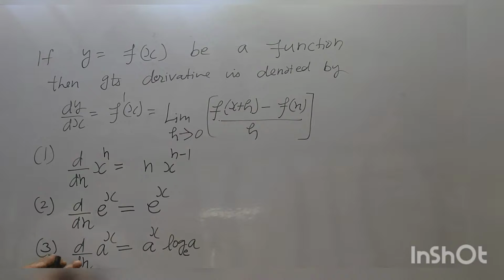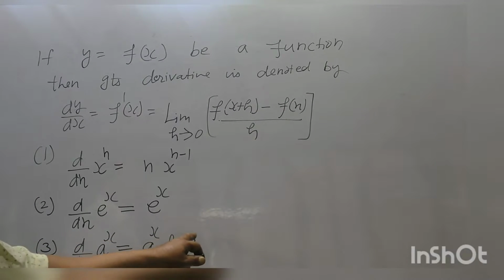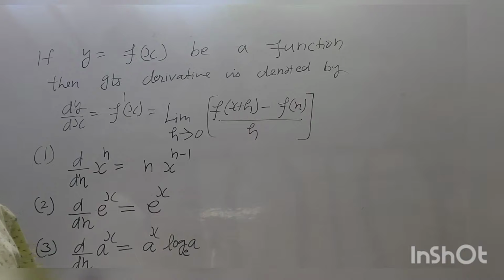And third formula is d upon dx of a की power x, where a is positive. A cannot be negative. A is positive real number, then that is equal to a raised to power x into log of a base e. This is very, very important.